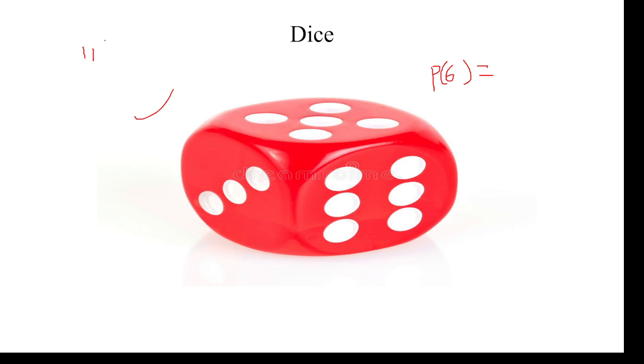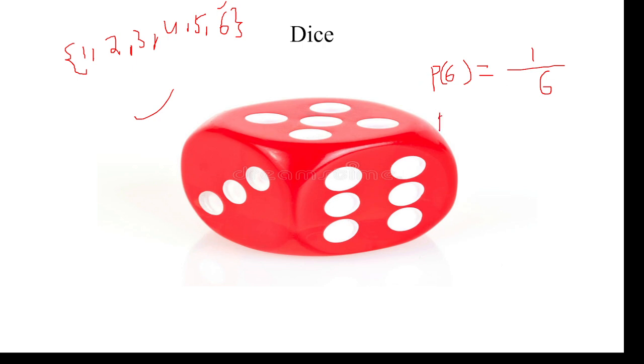So a dice has 6 outcomes, 1, 2, 3, 4, 5, 6. Then probability to get 6: favorable outcomes are only 1 out of 6. Favorable outcomes are only one time. That's why favorable outcomes divided by total number of outcomes, which is 6. So this is the probability to get 6.